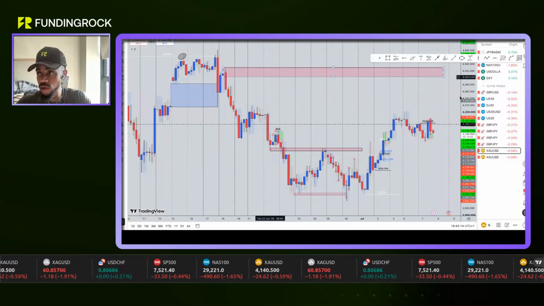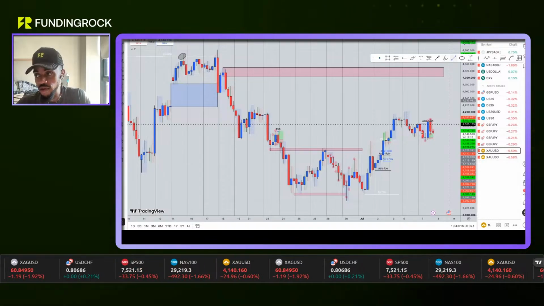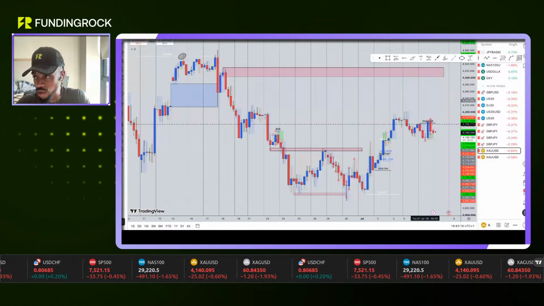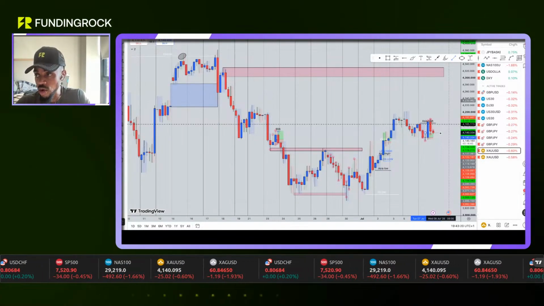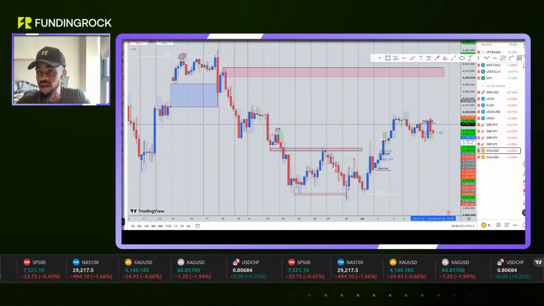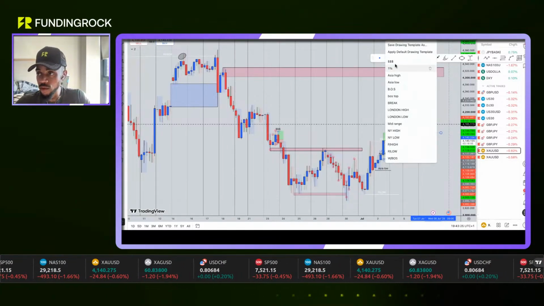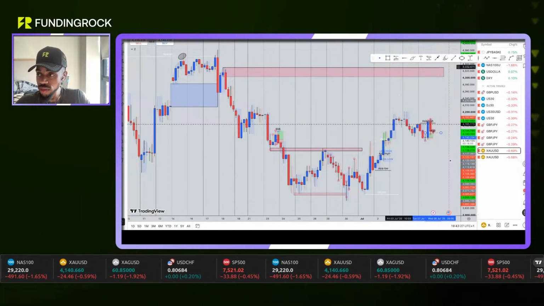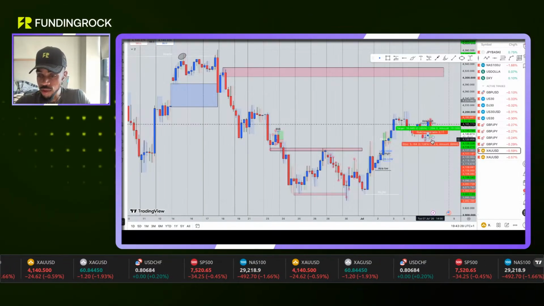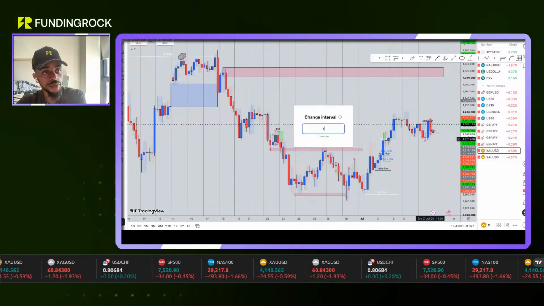So right now, as you can see, we have literally just mitigated this zone over here. That zone has now been mitigated. So we're gonna put the dollar sign. So let's jump into the 1H.